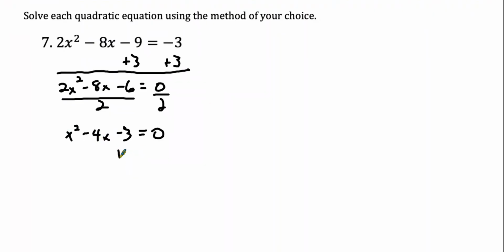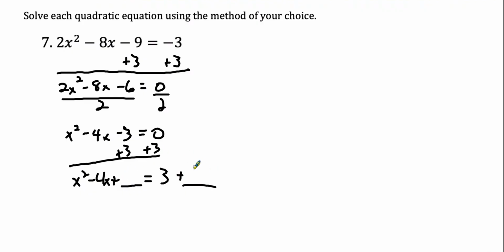So I'm actually going to move this 3 back over to the other side. So x squared minus 4x plus my blank equals 3 plus blank. So the value that goes in my blank will be b divided by 2 squared. My b value is negative 4. Negative 4 divided by 2 is negative 2, and negative 2 squared is 4. So I need to add 4 to both sides. So on the right side, 3 plus 4 is 7.